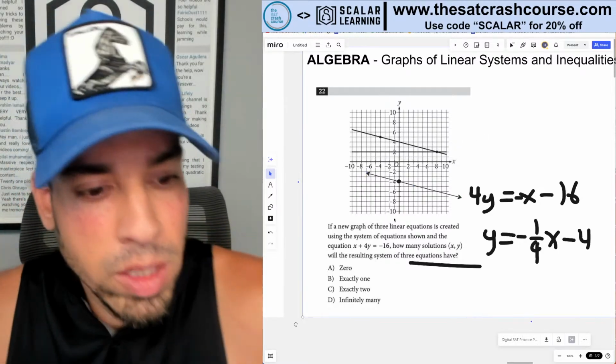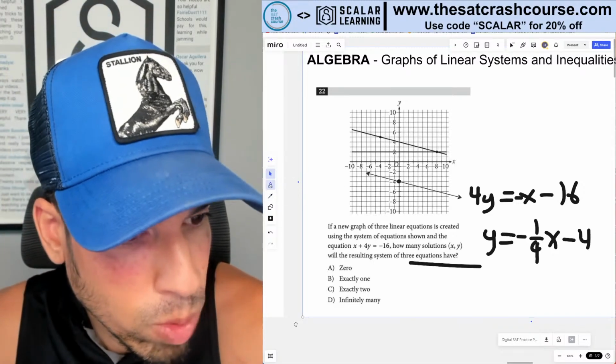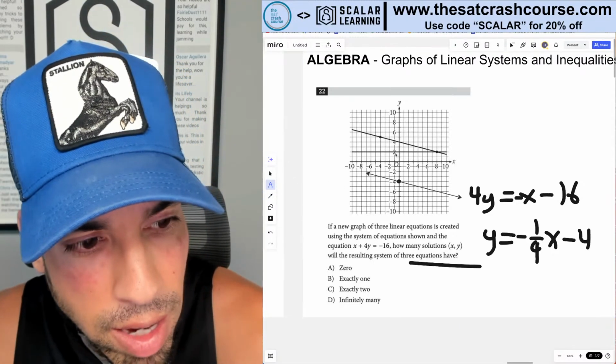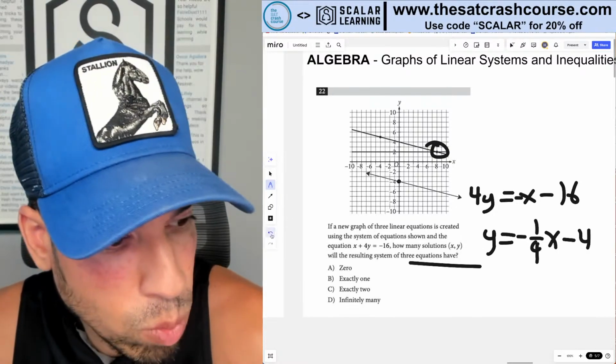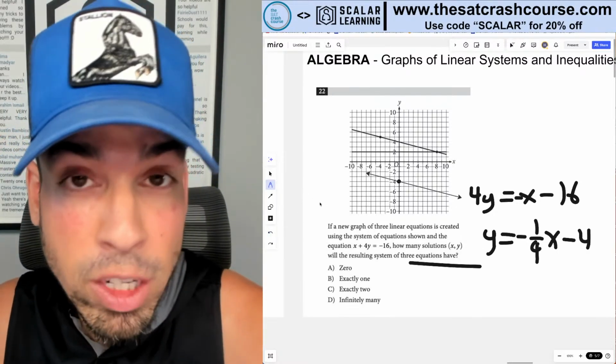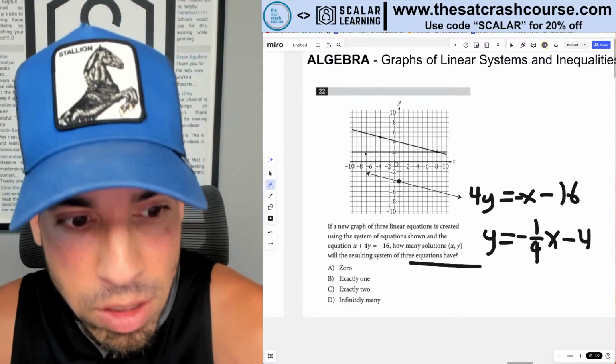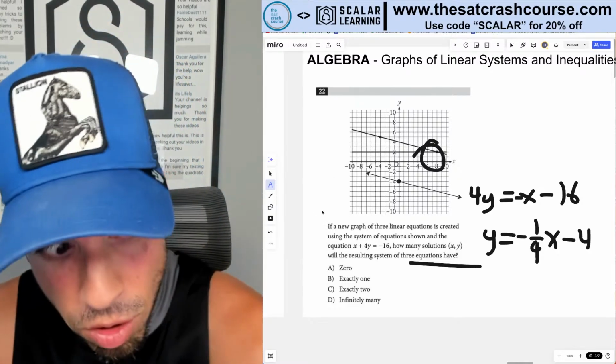All right, so it says, how many solutions will it have? Well, when I look at these 2 lines, they only intersect at 1 point. But what is a solution for a triple system? This is a rare question. They don't ask these too often. Is it still, do we still have one solution?